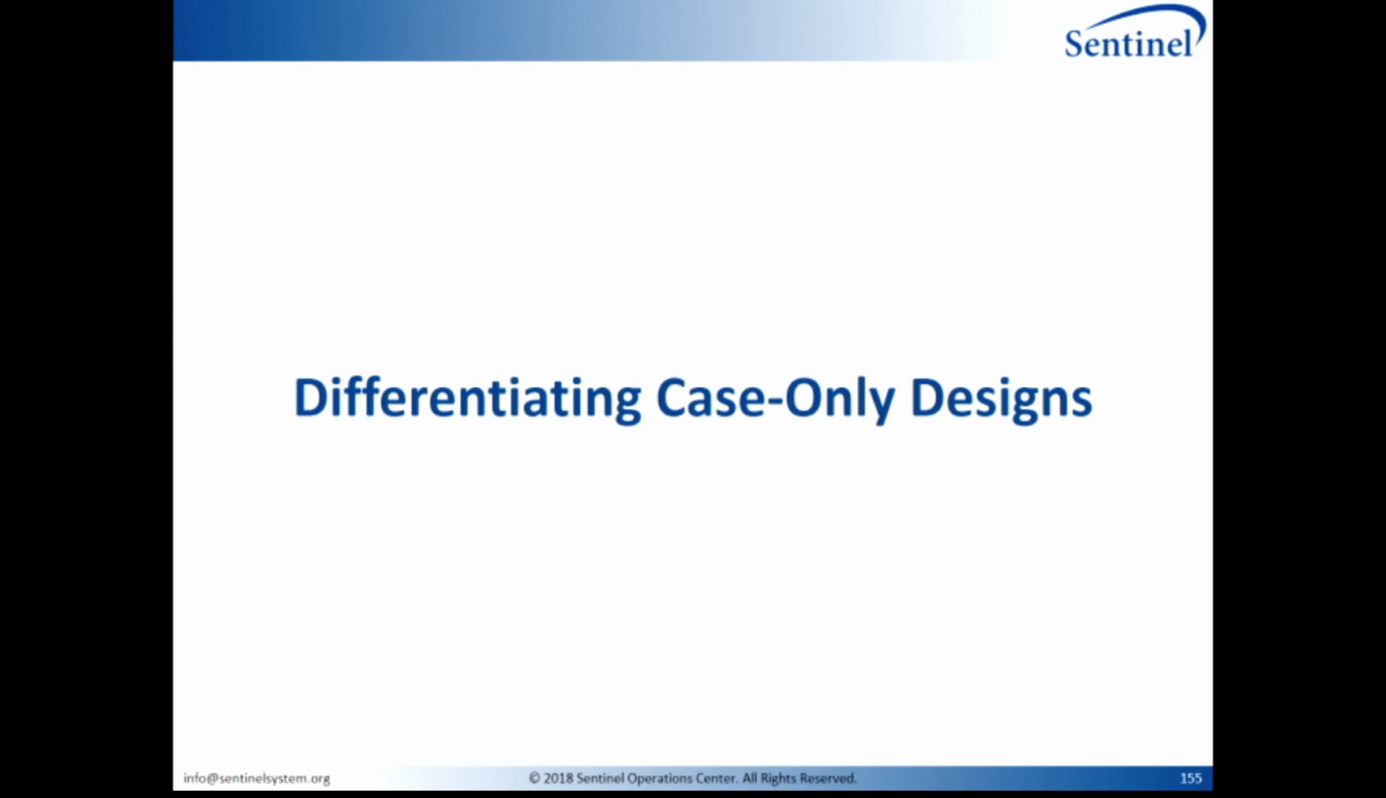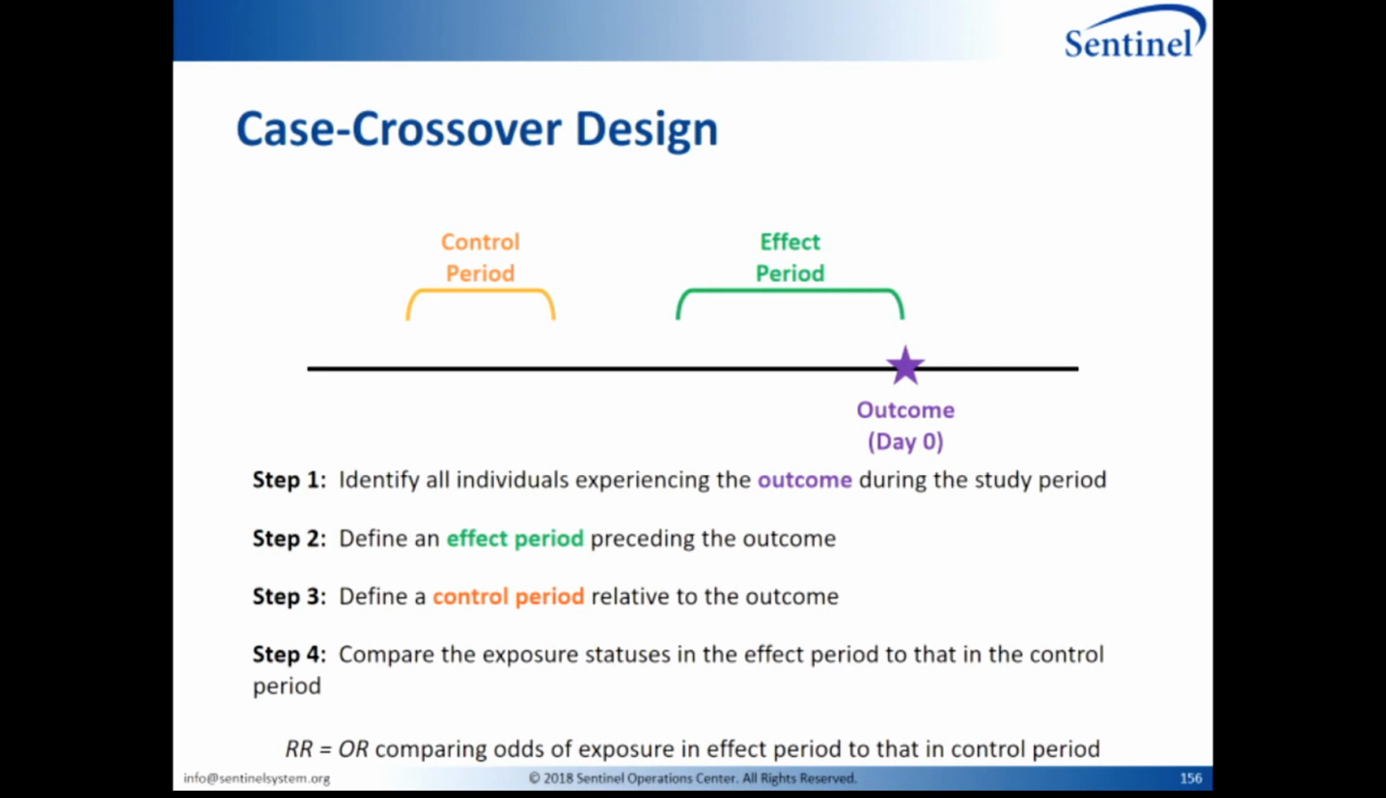So I want to talk a little bit about differentiating the other case-only designs from the SCRI, just to avoid any confusion. And so we'll talk about two other designs. One is the case crossover design. Those of you who are pharmacoepidemiologists might be familiar with this design. And essentially it has 4 steps. In the first step, you identify all individuals experiencing the outcome during the study period.